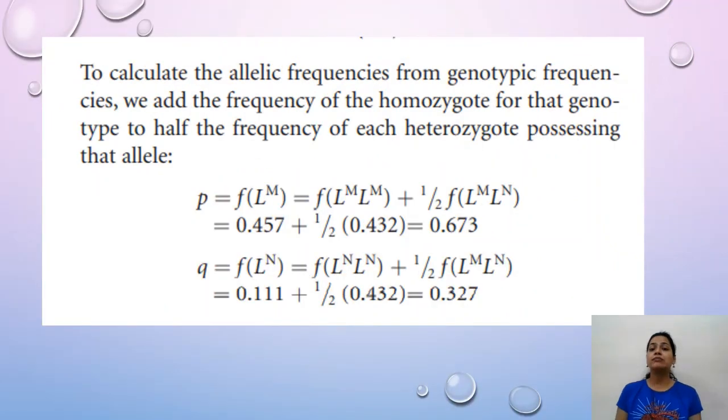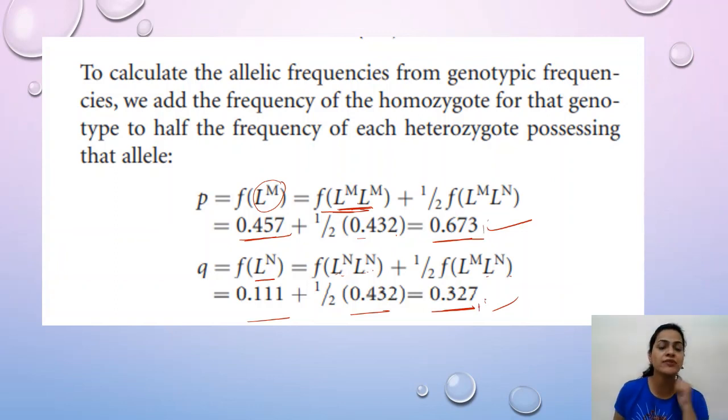The other method, in which we can use the frequency of the genotypes because we have already calculated them, is simple. For LM, just add the frequency of the homozygous LM individuals plus half of the heterozygous individuals, and you will get this. Similarly for LN, add the frequency of the homozygous LN individuals plus half the heterozygous individuals, and you will get this. You can see the similar kind of result that we got previously by using the previous formula.